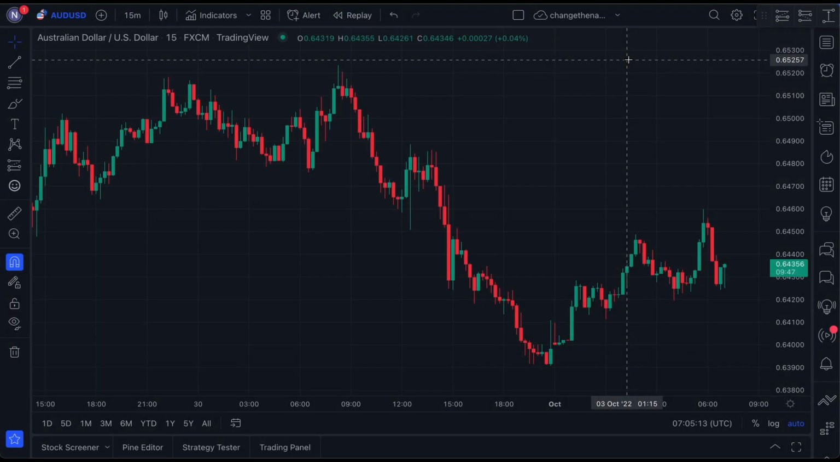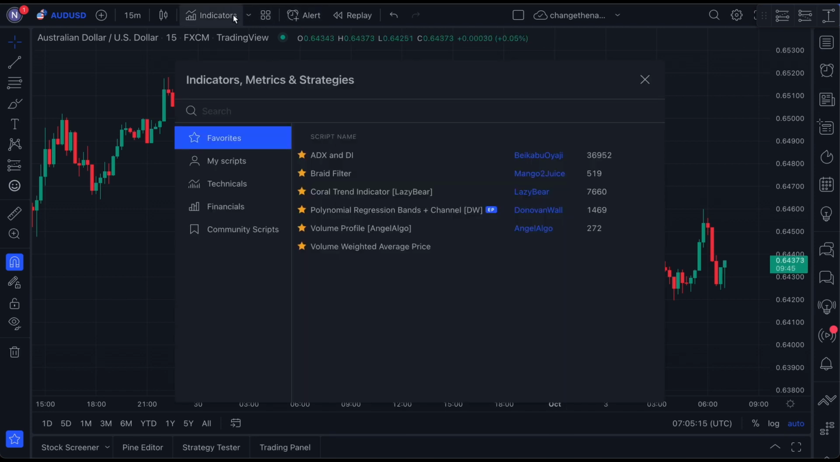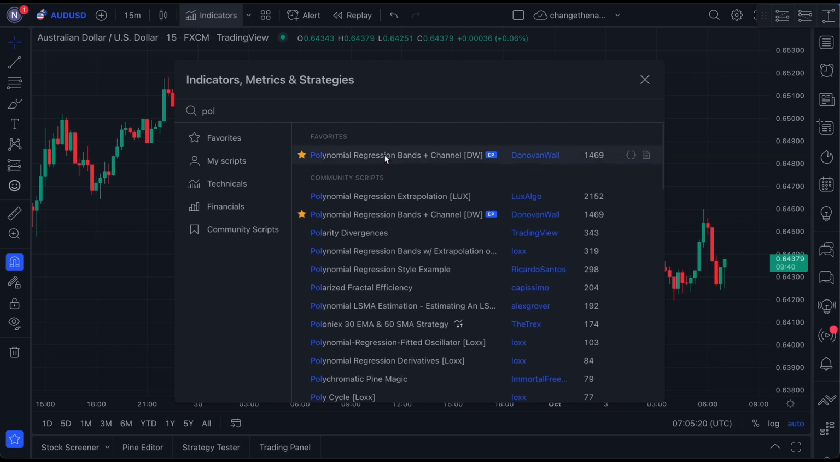So, navigate to the top of your TradingView setup and locate the Indicators tab. You can then search for Polynomial Regression Channel and you'll know if it's the right one because the developer will be Van Wall. Now, just click on it to add it to your chart.